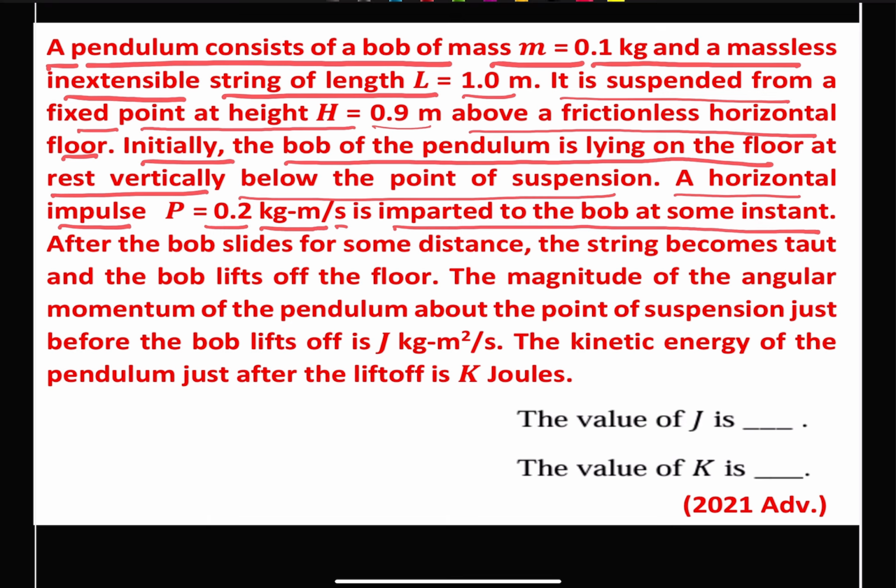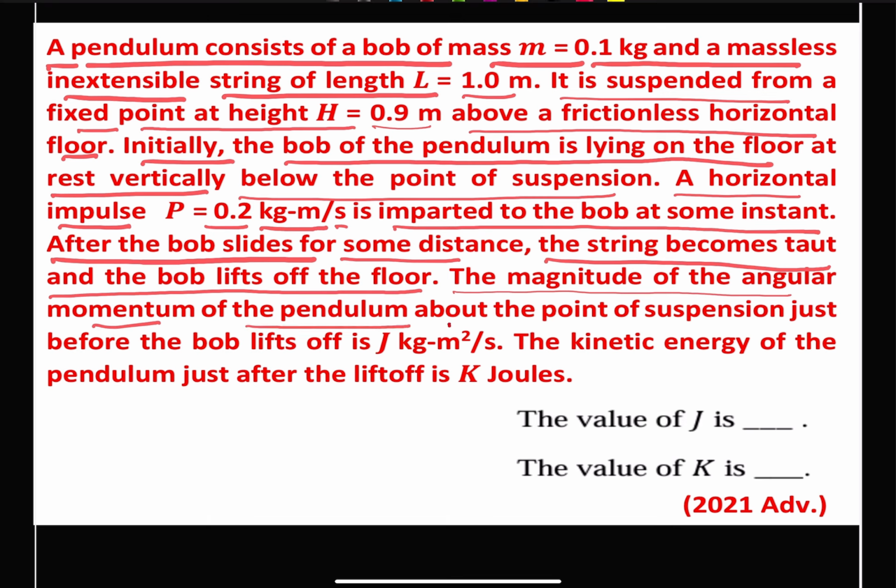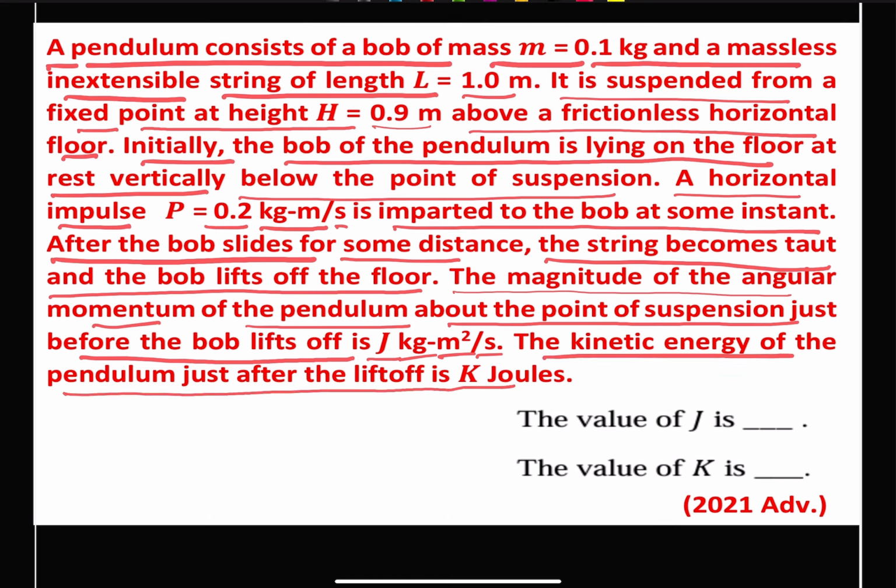A horizontal impulse P = 0.2 kg meter per second is imparted to the bob at some instant. After the bob slides for some distance, the string becomes taut and the bob lifts above the floor. The magnitude of the angular momentum of the pendulum about the point of suspension just before the bob lifts off is J kg meter square per second. The kinetic energy of the pendulum just after the liftoff is K joules. We are supposed to find the values of J and K.